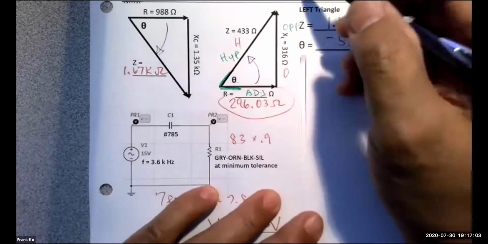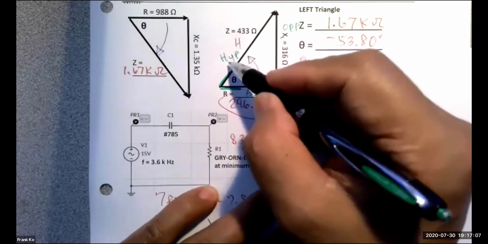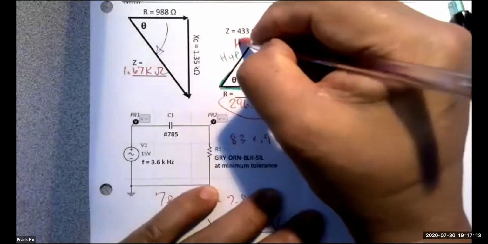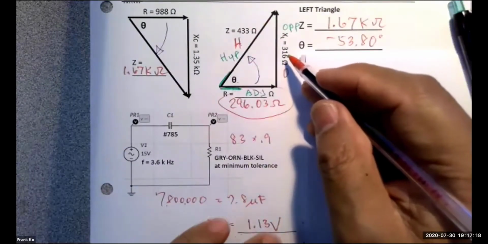So what's given? What's given is 433. 433 is on which side, Jess? Hypotenuse. Okay, so we clearly have an H component. What else is given is the 316. The 316 is which side of the triangle? Opposite. Okay, so we have an H and an O, yes?